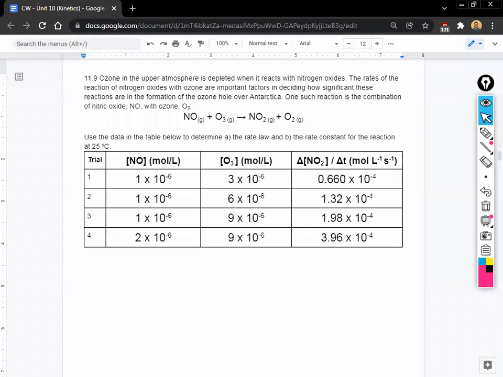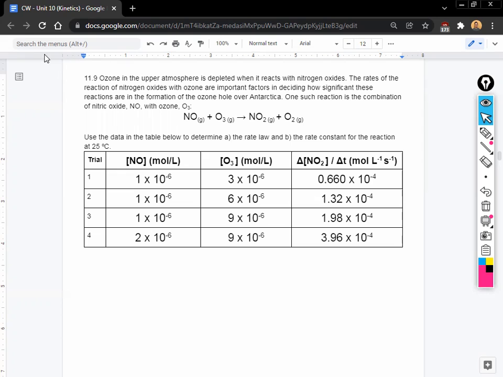Okay. So here we have a problem where it says ozone in the upper atmosphere is depleted when it reacts with nitrogen oxides. The rates of the reaction of nitrogen oxides with ozone are important factors in deciding how significant these reactions are in the formation of the ozone hole over Antarctica. So basically, when humans release nitrogen oxides, they react with ozone, and then we lose that ozone layer that we are told is very important.